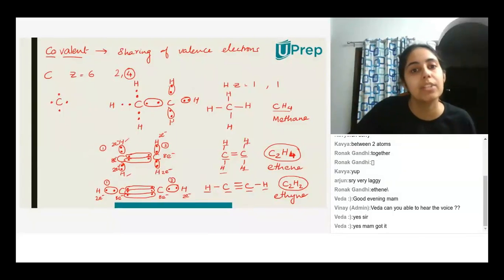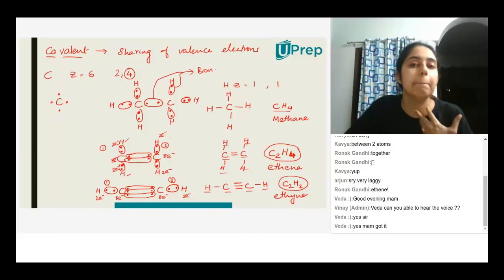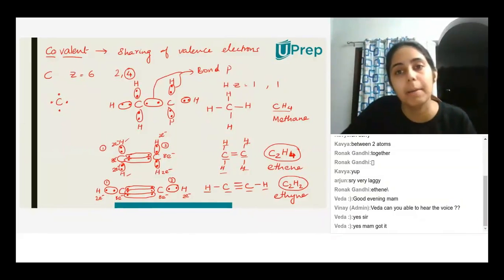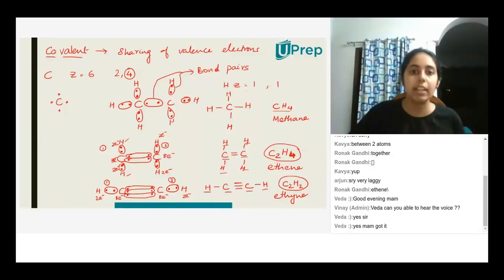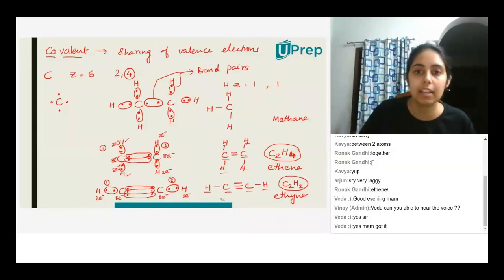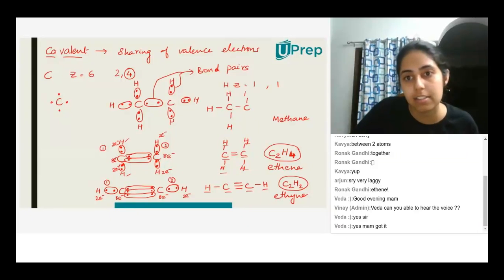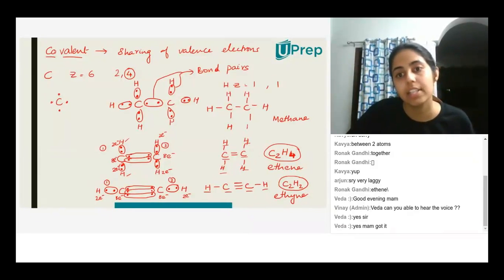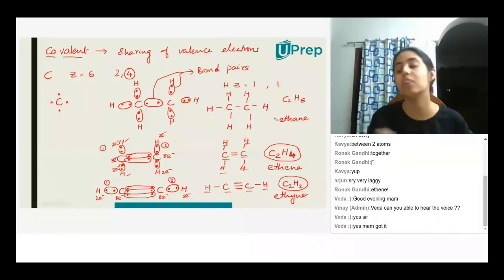So this forms a bond. This pair of electrons which are forming a bond, whether it be this or this, it doesn't matter. All these pairs of electrons which are forming a bond are called bond pairs, because they are forming a bond. Simple. Bond pairs. So I'm going to write this structure something like this, right? So this is C2H6, and this is nothing but ethane.